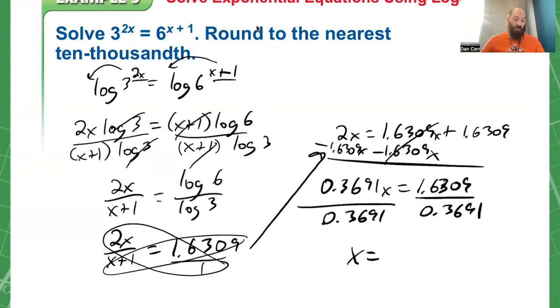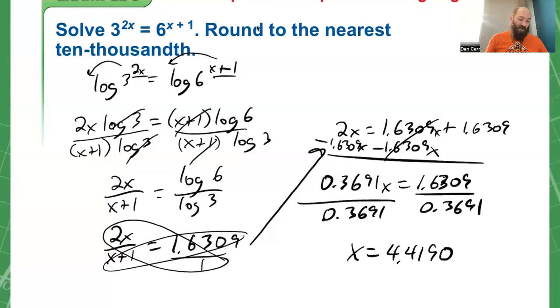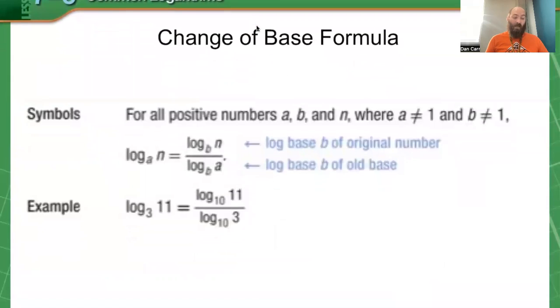Sorry, give me one second here. I'm going to use a slightly different calculator. Sorry, I know this is fascinating as I put my calculator work in here. So that's going to give me this, and then divided by 2 minus that one. All right, and that comes out to 4.4190 to the nearest 10,000.